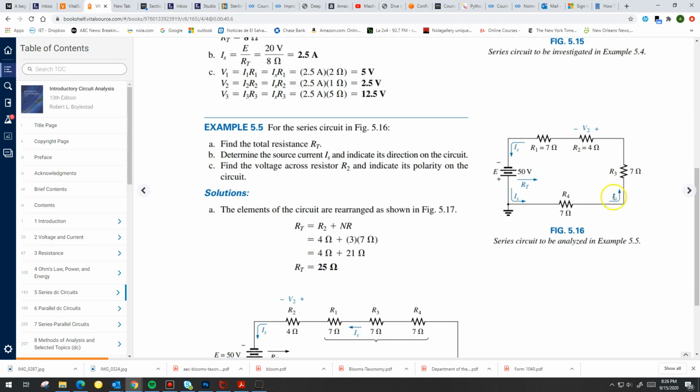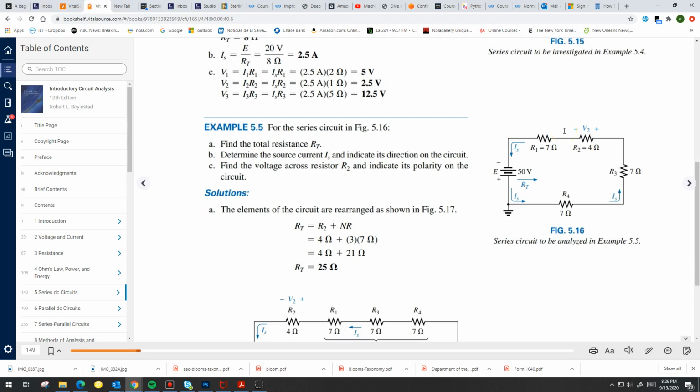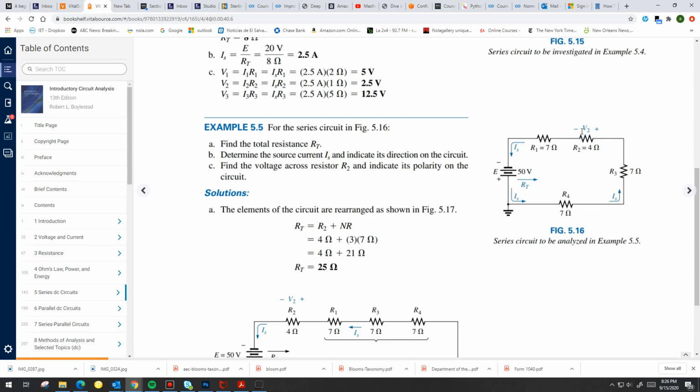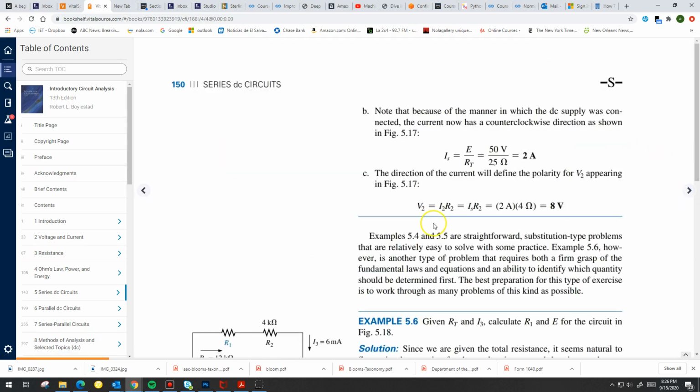So that means that if the current is going counterclockwise, then this voltage drop happens with the positive terminal on this side and the negative terminal on that side. So they want to know the voltage across the resistance and indicate the polarity on the circuit. We know the polarity because of the current flow. Remember what I showed you before: if you know the direction of the current, you should know the polarity across the resistance. In this case, it's not going to change the value per se of the voltage, because that's still going to be the current times the value of the resistance, which is 4 ohms. So the voltage drop is 8 volts.